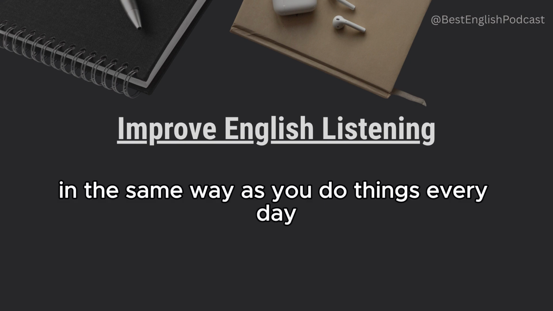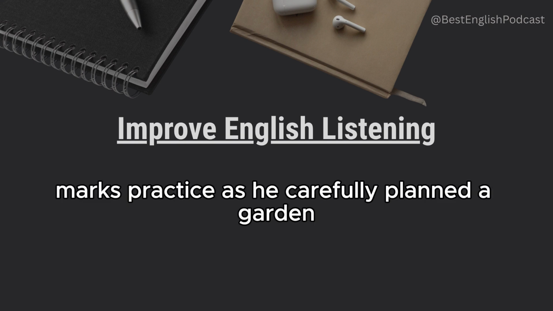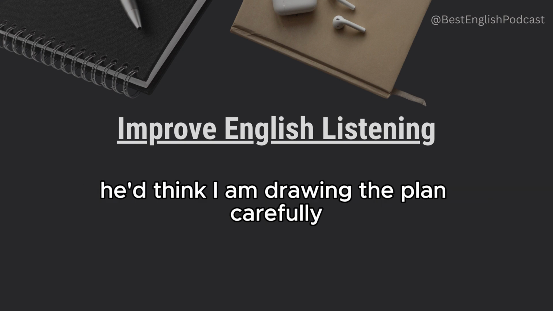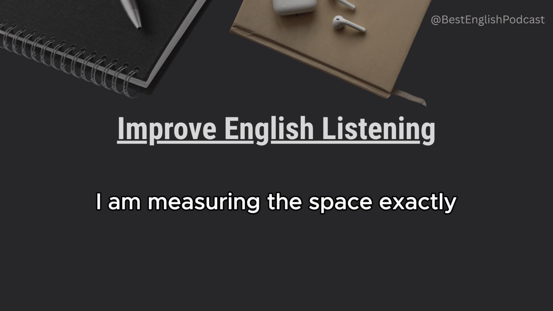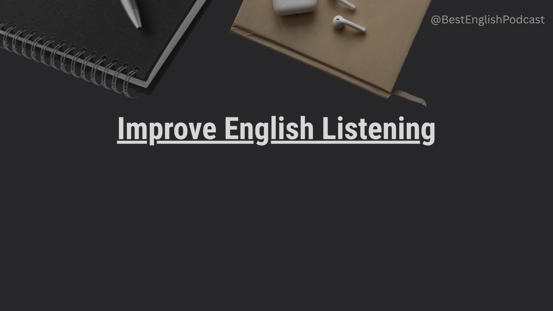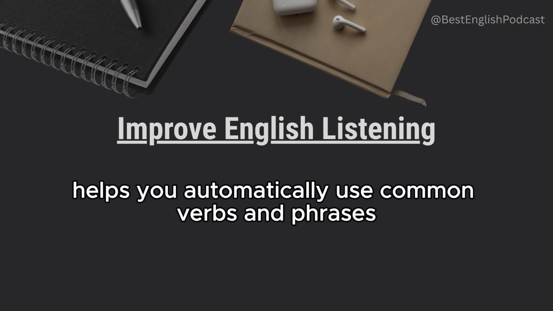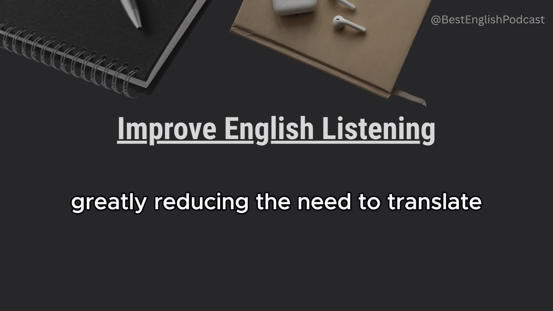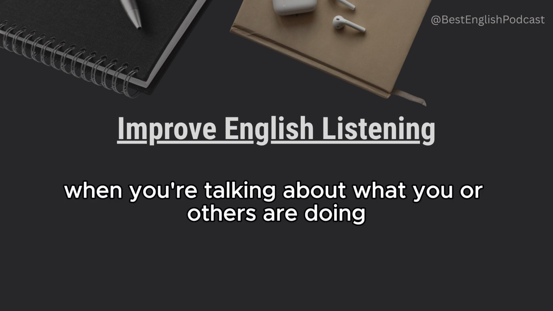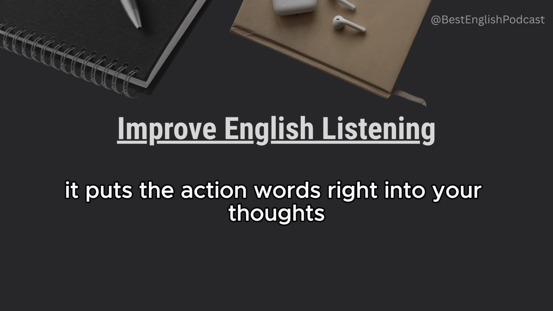In the same way, as you do things every day, actively and mentally describe them in English using simple action words. Mark's practice. As he carefully planned a garden, he'd think, I am drawing the plan carefully. I am measuring the space exactly. I am choosing the right plants for this weather. This regular mental naming of actions helps you automatically use common verbs and phrases, greatly reducing the need to translate when you're talking about what you or others are doing. It puts the action words right into your thoughts.